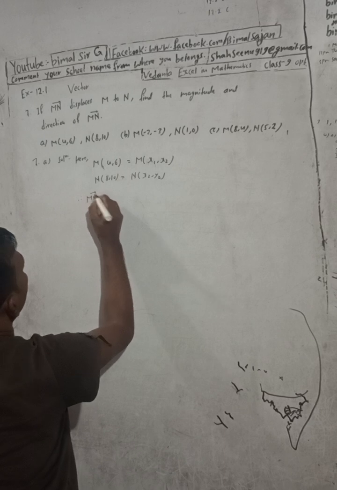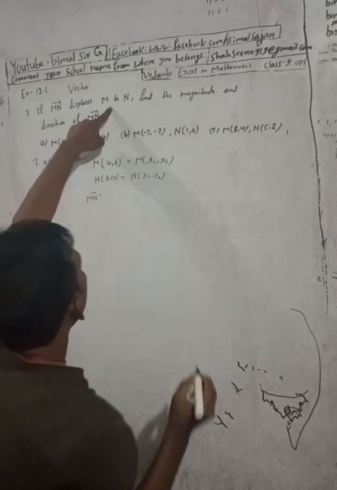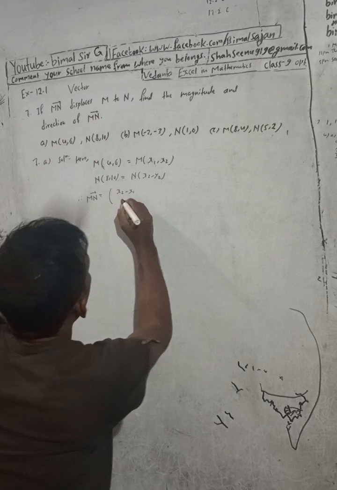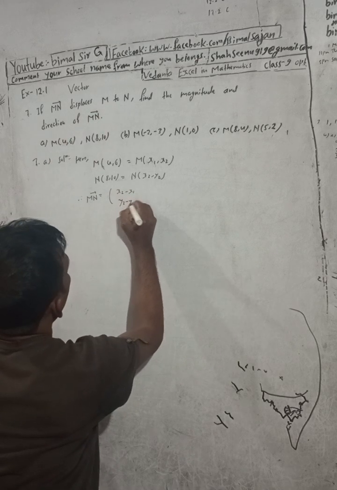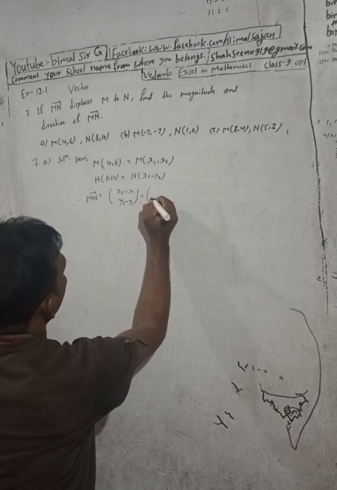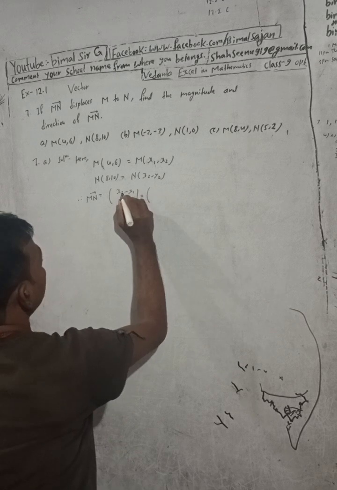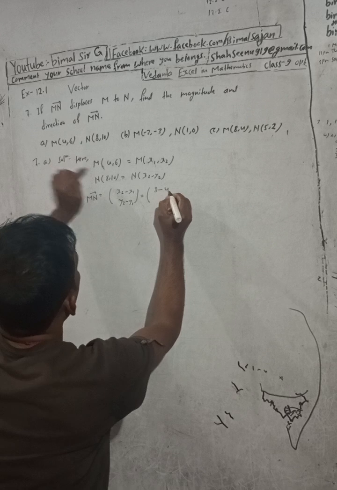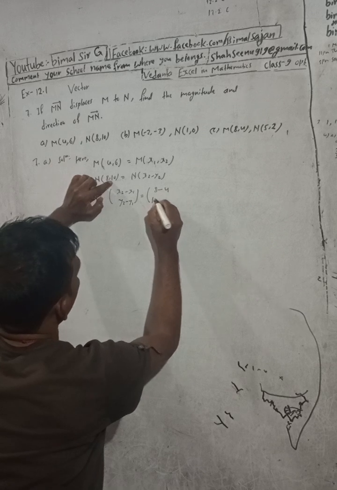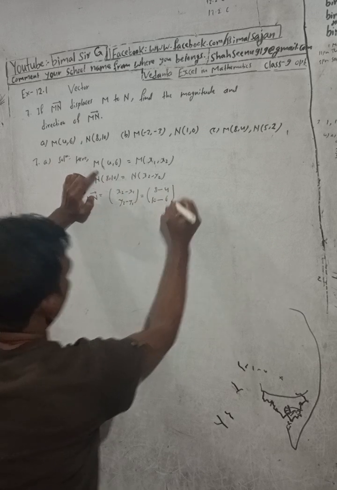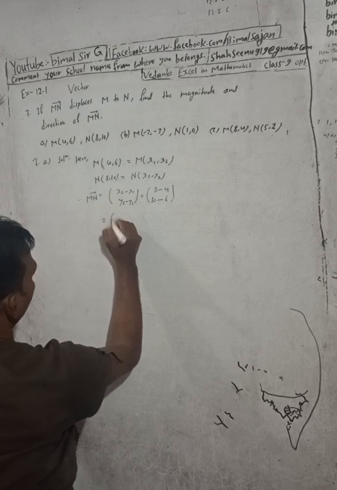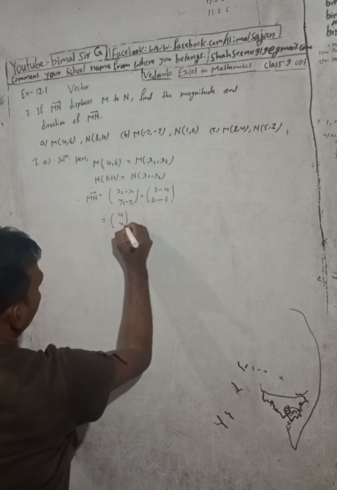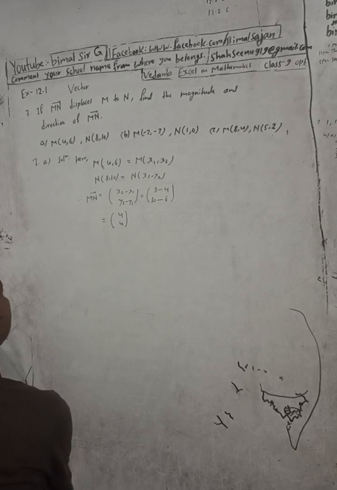vector MN, okay? Here MN displaces M to N, therefore vector MN is equal to the formula (x2 minus x1, y2 minus y1). This is x2, 8, minus x1, 4, and this is y2, 10, minus 6. So vector MN is equal to (4, 4).